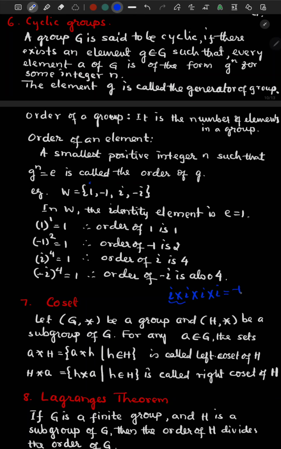i square is minus 1 and i square is minus 1. Minus 1 into minus 1 is 1. 1 is the identity. So 4 times we are multiplying, hence the order of i is 4. Similarly, order of minus i is also 4.